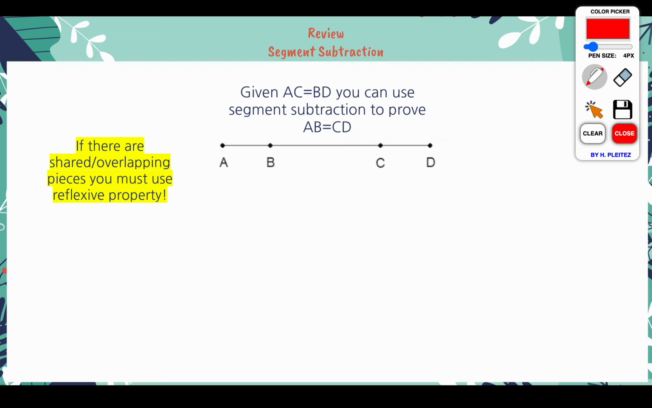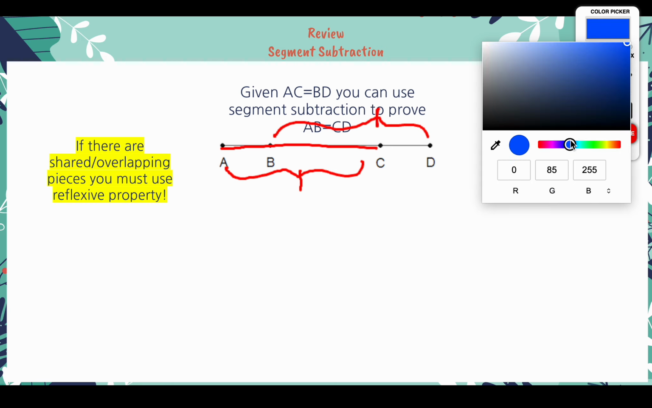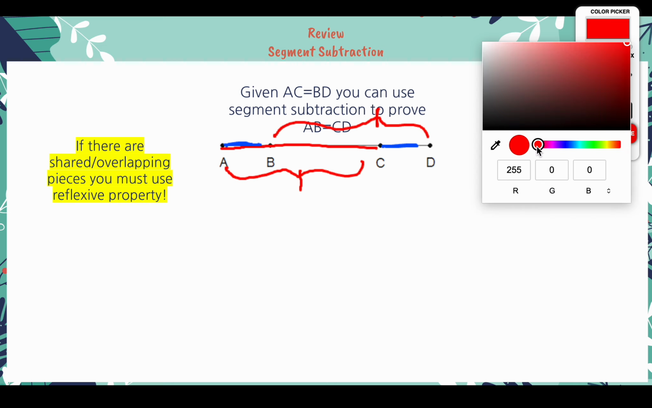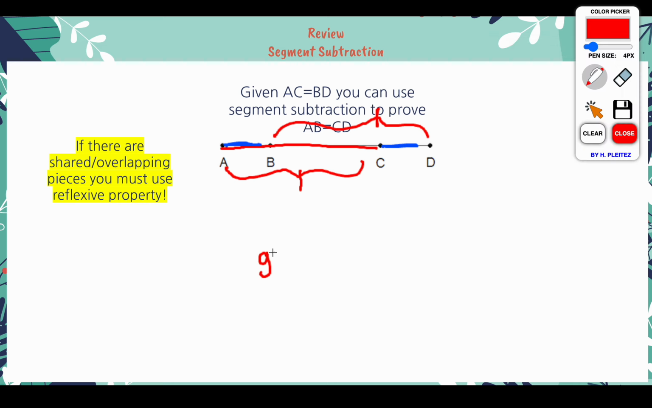Now this is going the other way. For subtraction, your given is going to be larger than what you want. So in this case, we have AC, which is this entire piece here, is congruent to BD, which is this entire piece here. And we want to prove, using a different color, that AB is congruent to CD. So right now our givens are huge. We need to shrink them. So if you have givens that need to shrink to get what you want, you use subtraction.